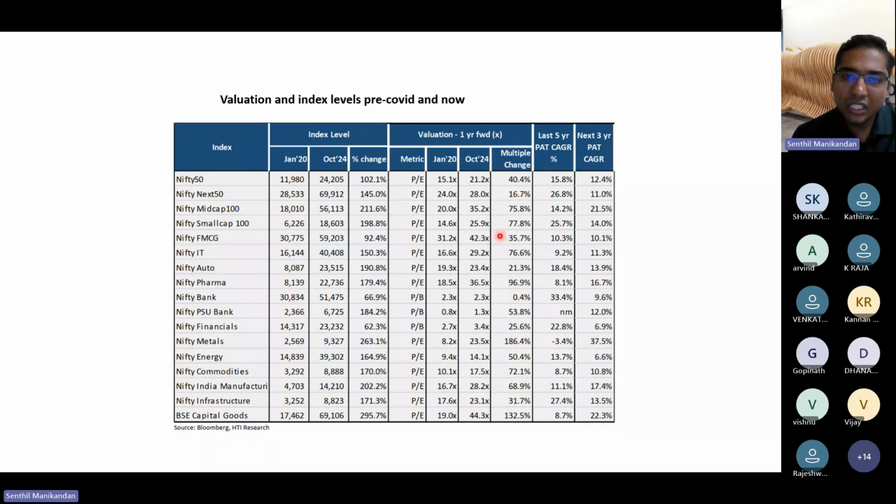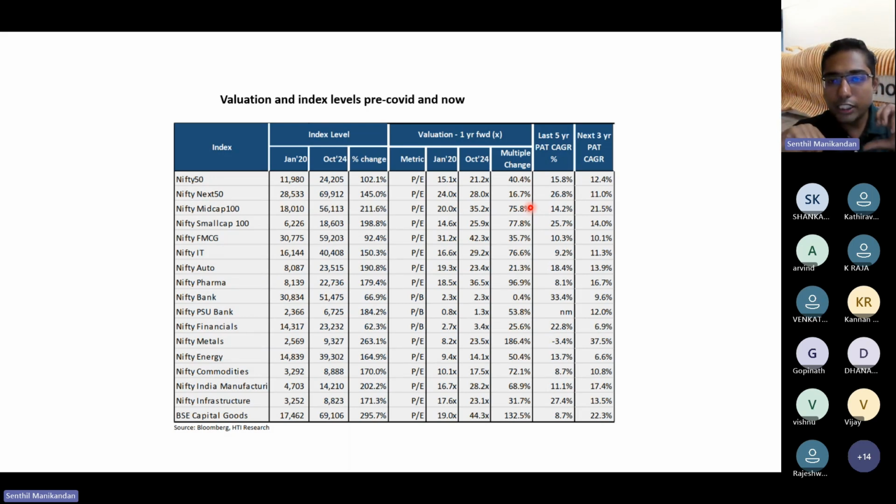So here you can see that small caps, which before COVID used to trade at around 14 times on a 1 year forward, are now trading close to 26 times on a 1 year forward. So there has been a close to 78% re-rating. Even on the mid cap, the re-rating has been substantial, similar to small cap, around 70%. So you have to segregate the last 5 years return of small and mid cap versus how much was the contribution from the earnings growth, and how much was the result of the re-rating of the companies.